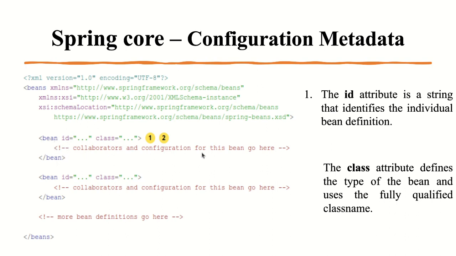And inside this there are collaborator configurations for these beans, and so on. We can put in dependency injection, either constructor based or property based. We can specify how this particular bean object can be instantiated with basic configurations. And this is the whole structure for configuration metadata.